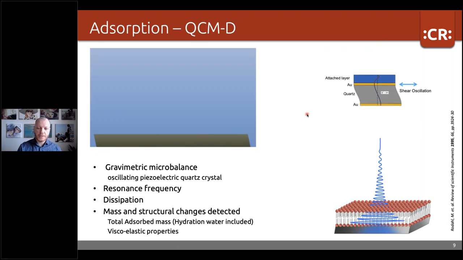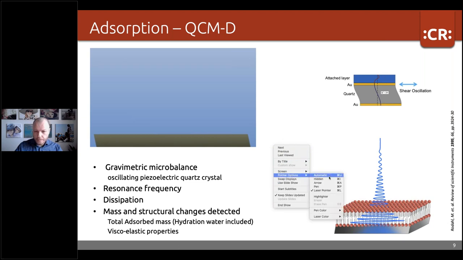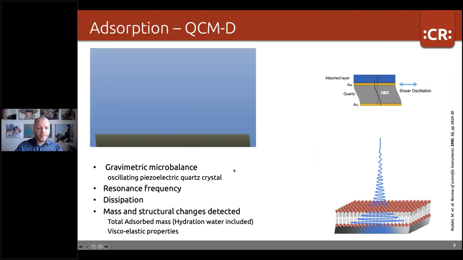And the principle for this instrument is that you have this quartz crystal, and it's cut in such a way that if you apply an AC current across the sensor, you can make it oscillate in shear mode. So I have a movie here. So the sensor is resonating, oscillating at its resonance frequency.